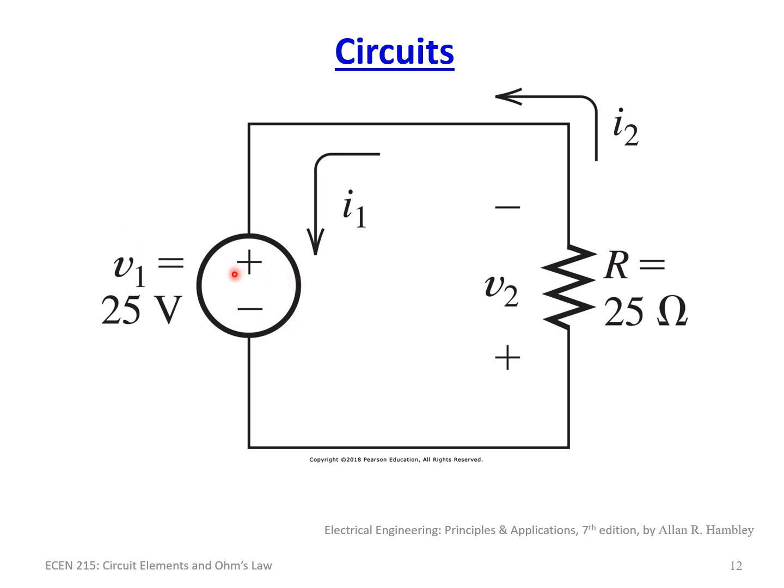V1 is equal to 25 volts from here to here. V2 is equal to minus 25 volts, because it is flipped the other way because of the positive sign. So the current going from here to here, which is I2, is equal to minus 25 volts divided by 25 ohms. So the current going from positive to negative this direction, so just to kind of draw it here.